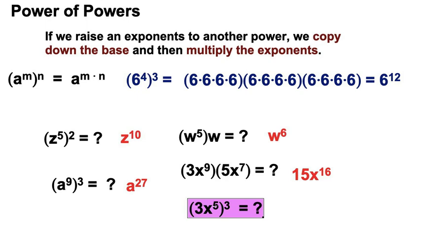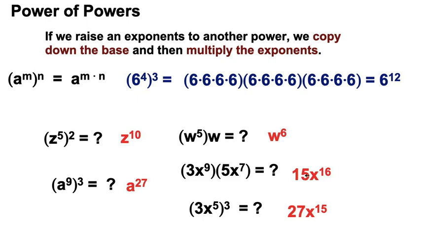3x to the 5th. We're going to raise that to the 3rd power. Notice the parentheses. Please excuse my dear Aunt Sally. We are going to raise x to the 5th to the 3rd power. So that's x to the 5 times 3 power. But that 3 is also being cubed. So what are we going to do there? 3 times 3 times 3. That's going to be 27.